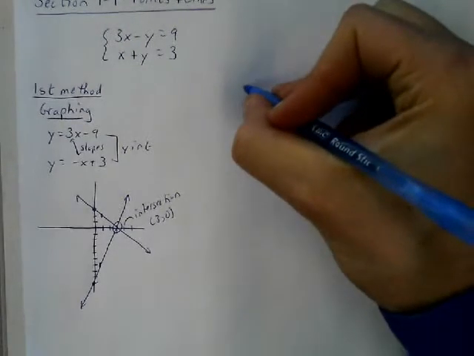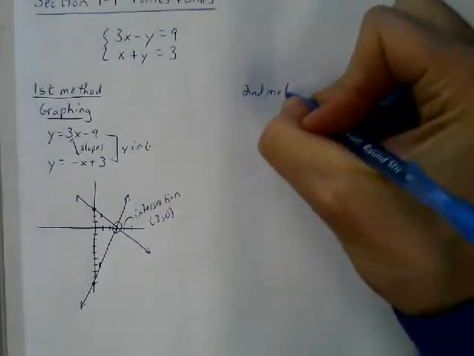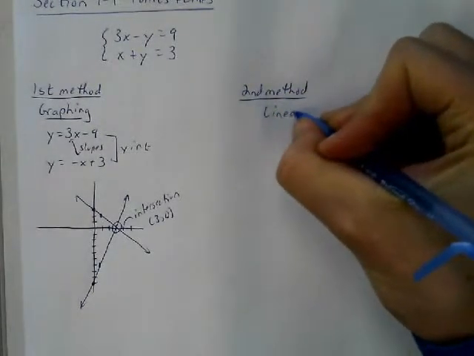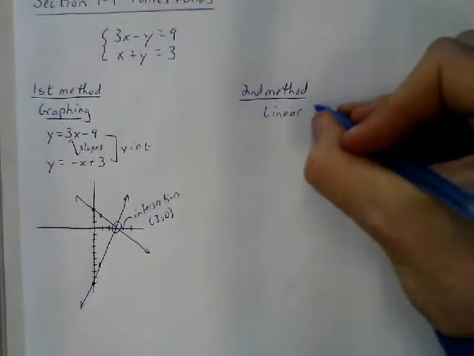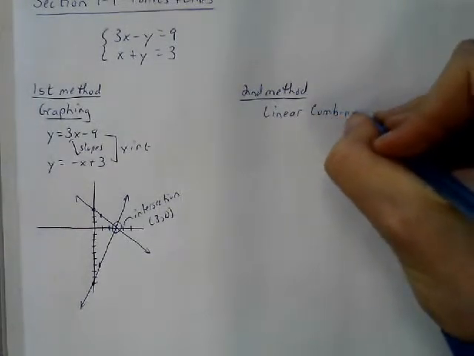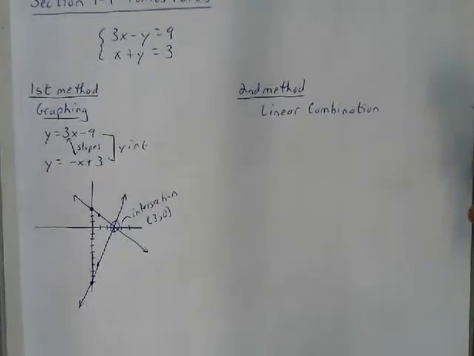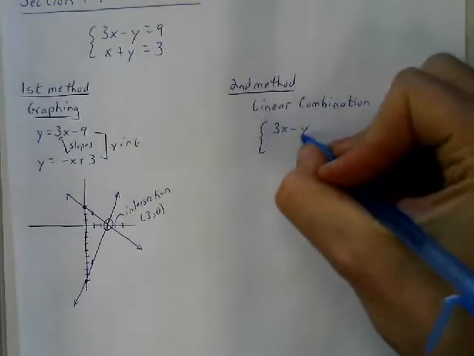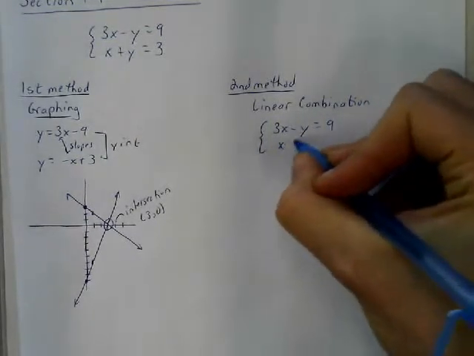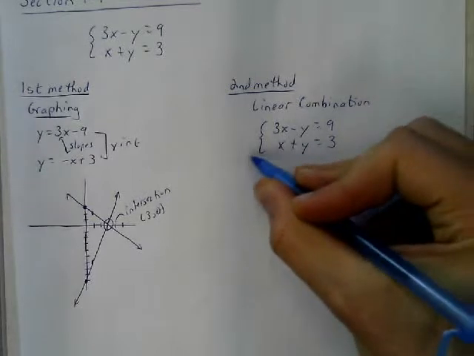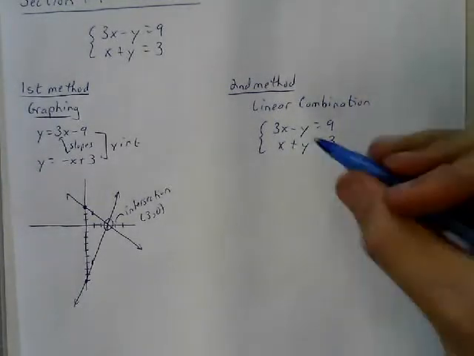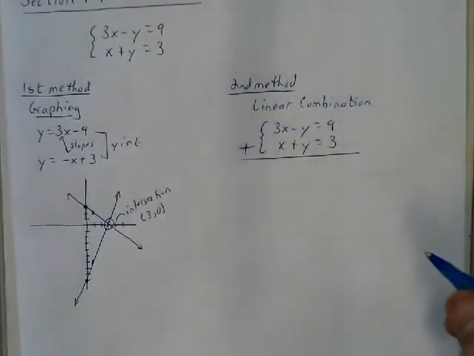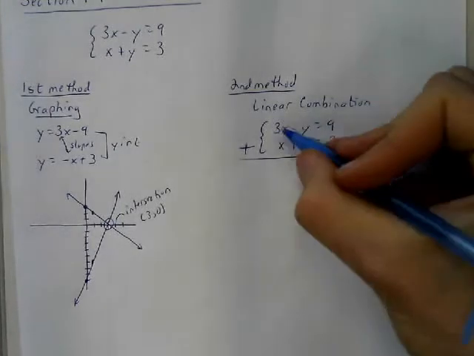The second method is linear combination, or what some people call elimination. In this method, you basically take one equation and add it to the other or subtract it from the other with the goal of canceling one of the variables out. I notice that the y's are opposite signs, so all I have to do is quickly add these two equations together.